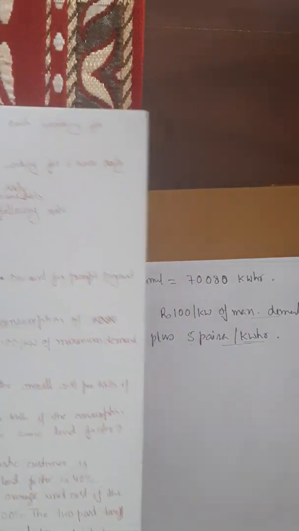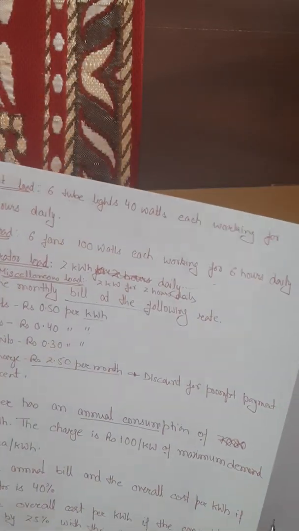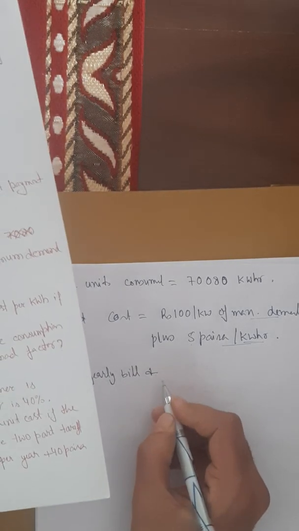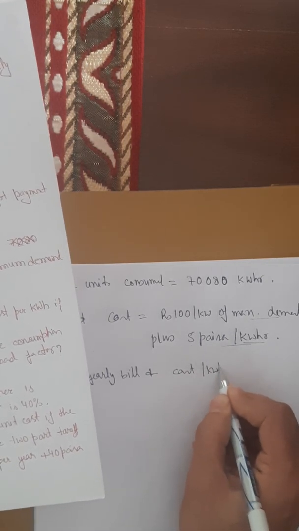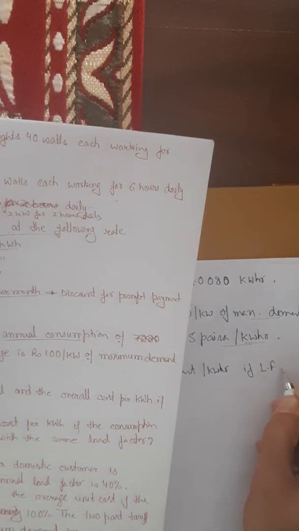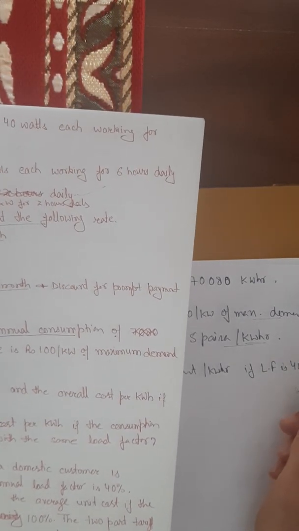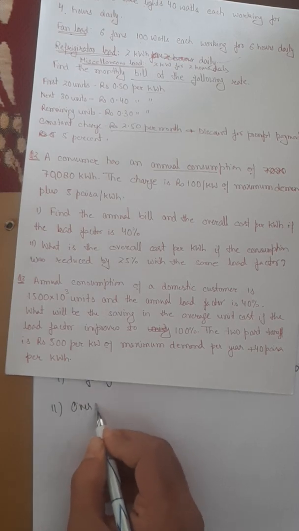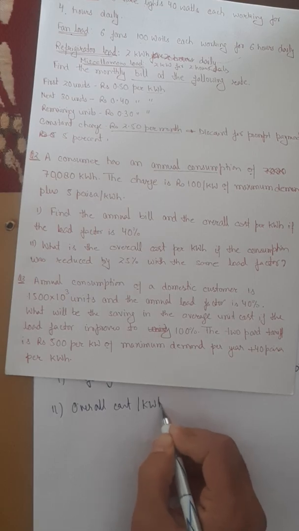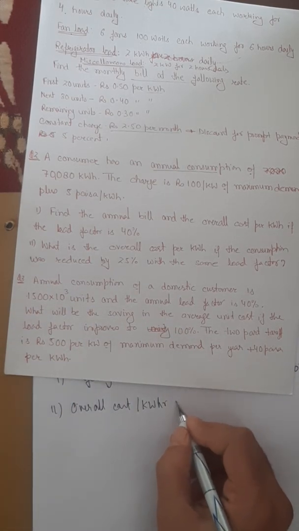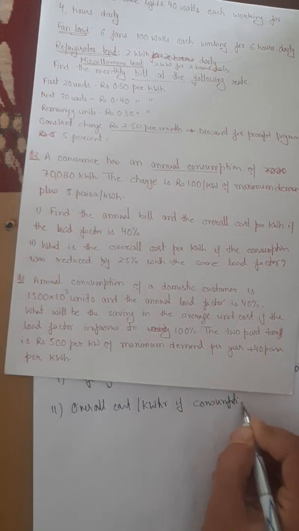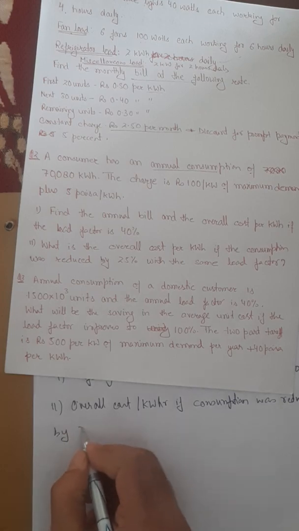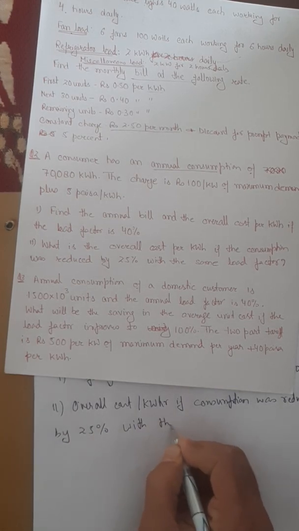Let's move further in the question. The first part of this question is: find the annual bill and the overall cost per kilowatt hour if the load factor is 40%. And the second part: what is the overall cost per kilowatt hour if the consumption was reduced by 25%, with the same load factor.